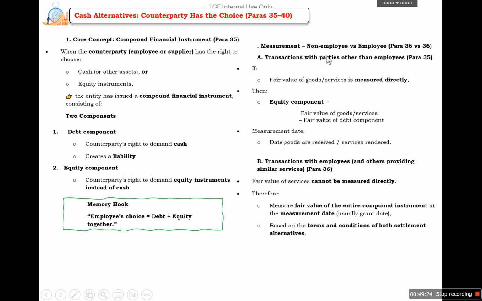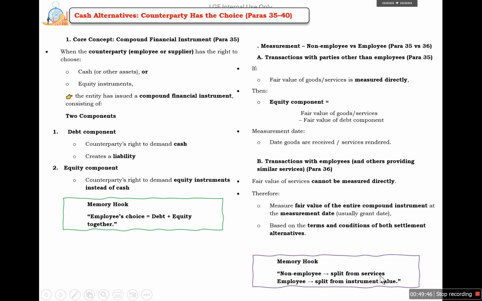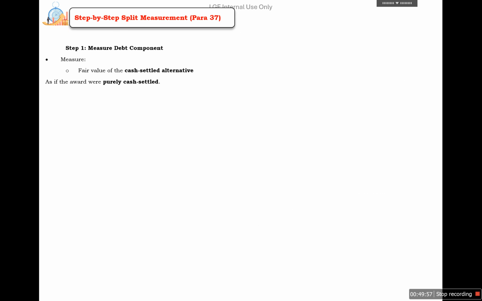So in the first case, where the transaction is not with employees, we first measure the goods and services, and after that we reduce the debt component to find the equity component. But in the employee case, we need to find the value of the entire compound instrument. So in the case of non-employees, we split from the service value, and from the employee perspective, we split from the instrument value. This is the difference.